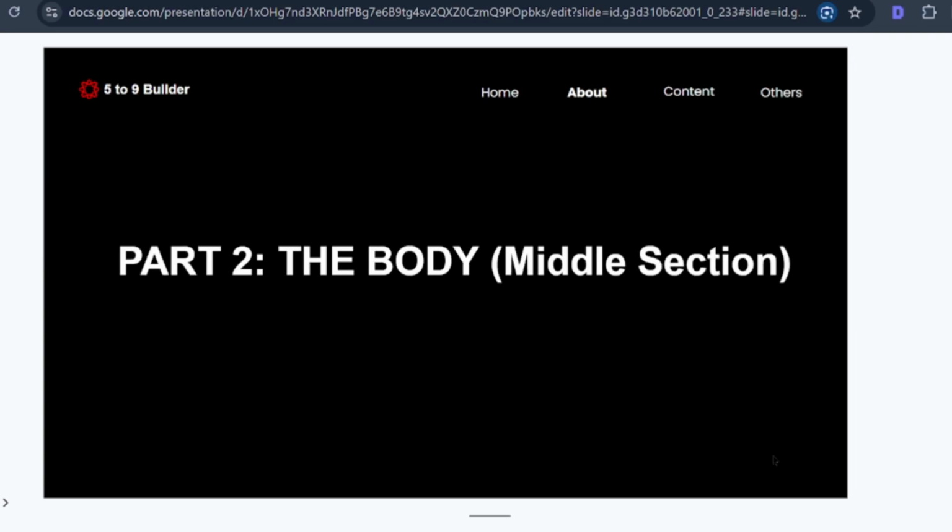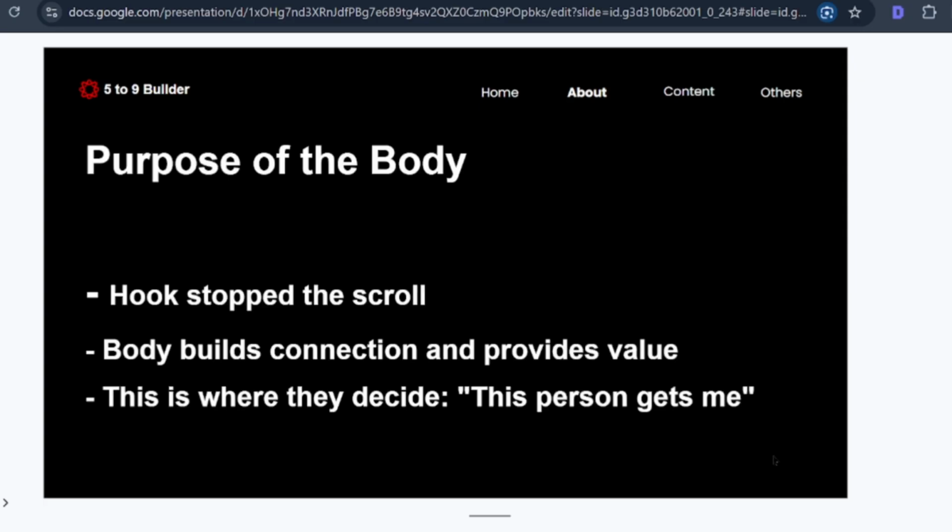Let's move to part 2. Part 2 is the body of the content. The body of the content means the information, or the tip, that you are trying to tell us. After you hook the person, you have to let the person come and read the whole story, the whole information that is there. That is the middle section of your content, and it also has a particular way of structuring it.